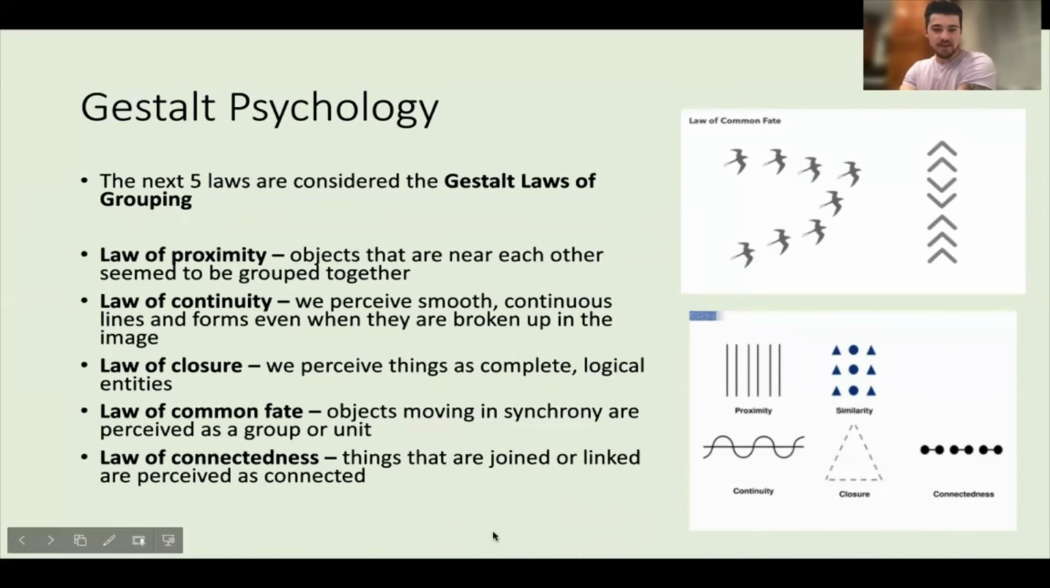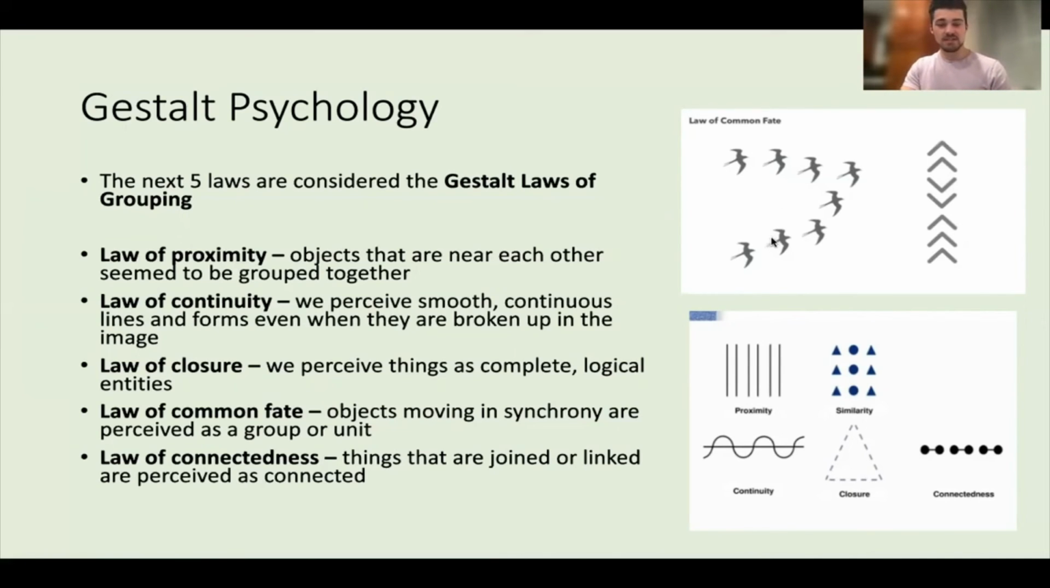The law of common fate, objects moving in synchrony are perceived as a group or unit. You can see up here, ducks, for example, any sort of bird, if they're flying in a row, if they're flying in a V, whatever formation, we're going to group them up, and we're going to consider them a unit because they're moving in the same direction.